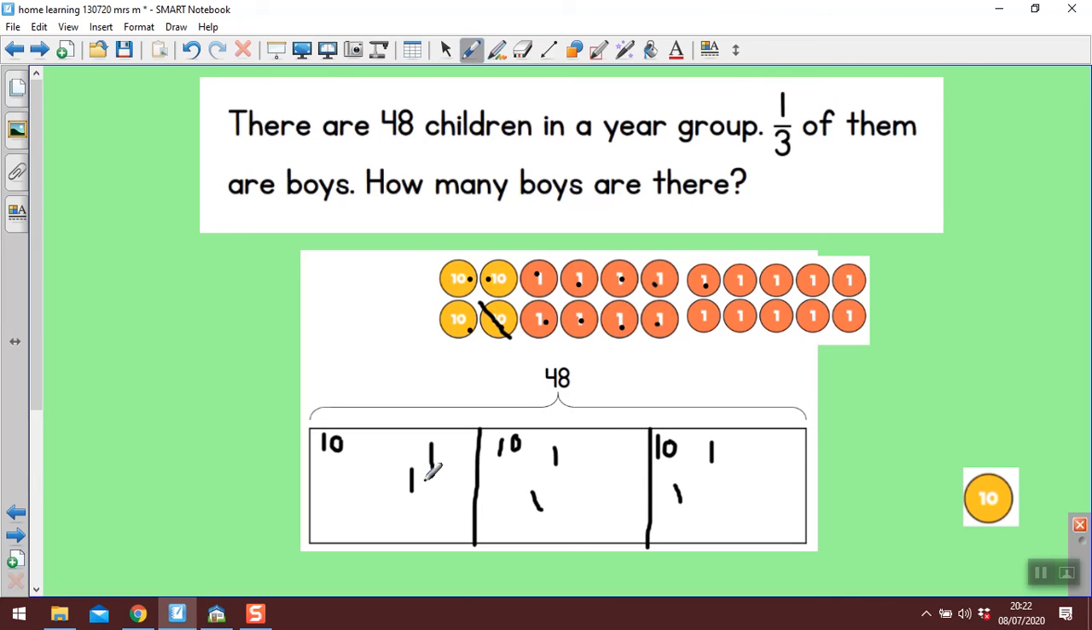Share these 3 out. Share these 3 out. The next 3. And the next 3. So 1/3 of 48 is just one of these equal parts. So what is the answer to 48 divided by 3, or 1/3 of 48? It's 16. So we've got 16 there, 16 there, and 16 there. Well done if you knew that.